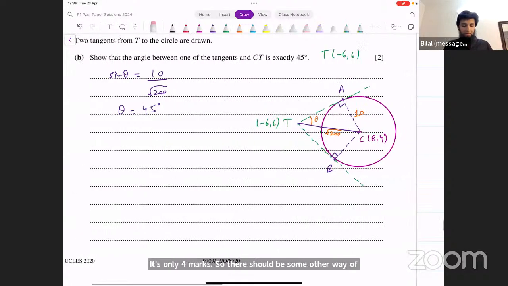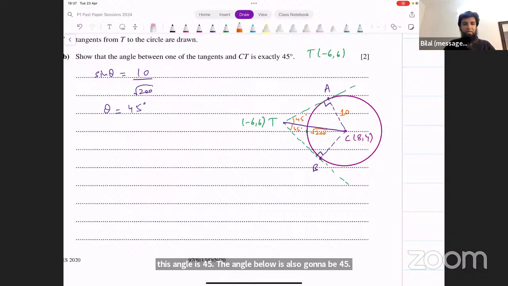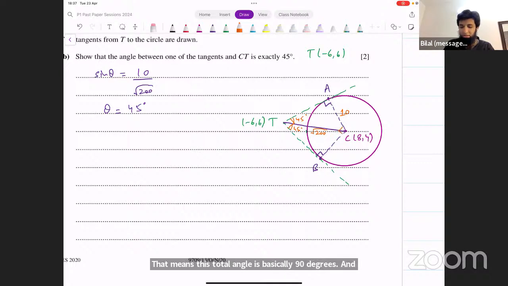What they've done is they've made us calculate the angle in the previous part, that is 45. So if that angle is 45, let's write that here. This angle is 45. Now this angle is 45. The angle below is also going to be 45. This angle is also 45 because remember it's a kite. Since it's a kite, these two angles are going to be equal. That means this total angle is basically 90 degrees. And if this is 90, this is also 90. All of these angles turn out to be 90.